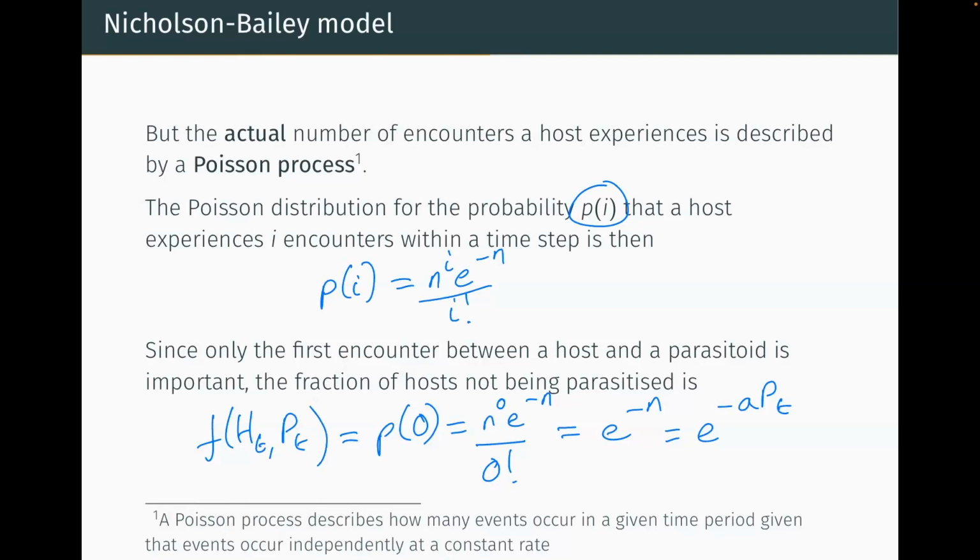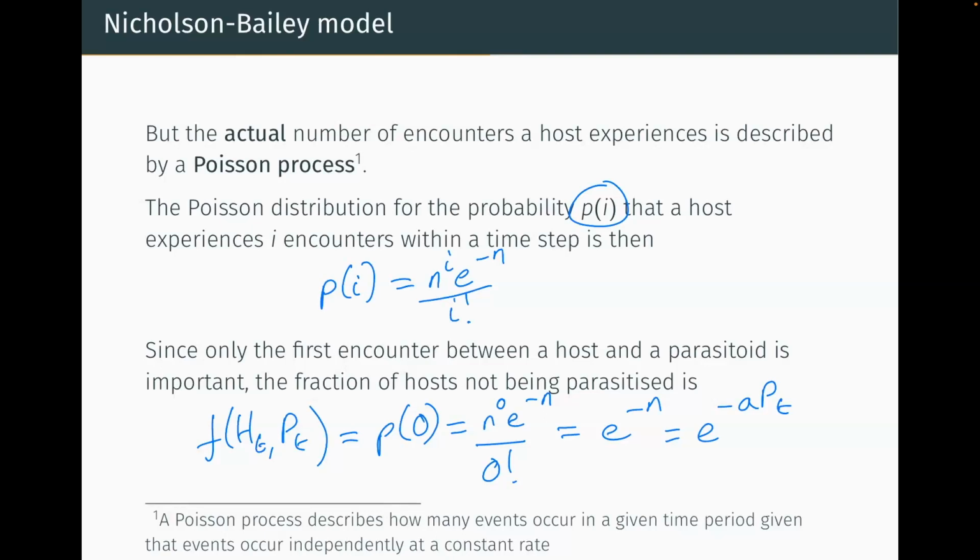Any questions so far? Yes. So that h_t P_t equal to P_0, right? So if it's not equal to 0, what will happen?